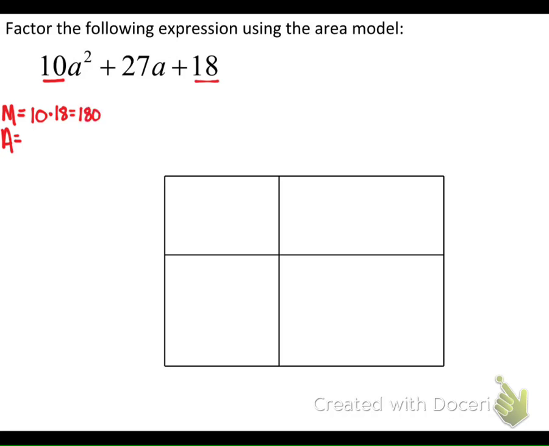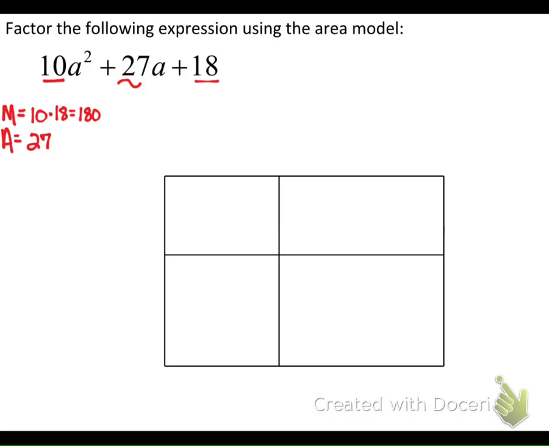My A is then my second coefficient. It's my second number. What's my second number here? 27. Now, this is where you guys put to use the new stuff that you learned on Monday. What's the MA? So your M is 180, your A is 27. So what can you multiply together to get 180, but then add together to get 27?